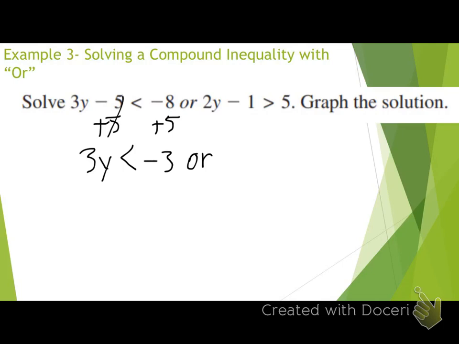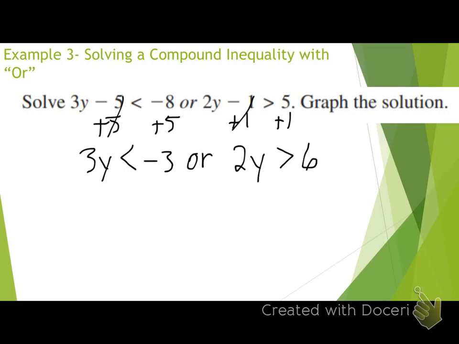Second inequality, what would my first step be? My first step over here? Add 1 to both sides. 5 plus 1. 6. Symbol, flip or stay? Stay. Does everyone see how we're doing this? Just solving each inequality individually, keeping the word or between them.